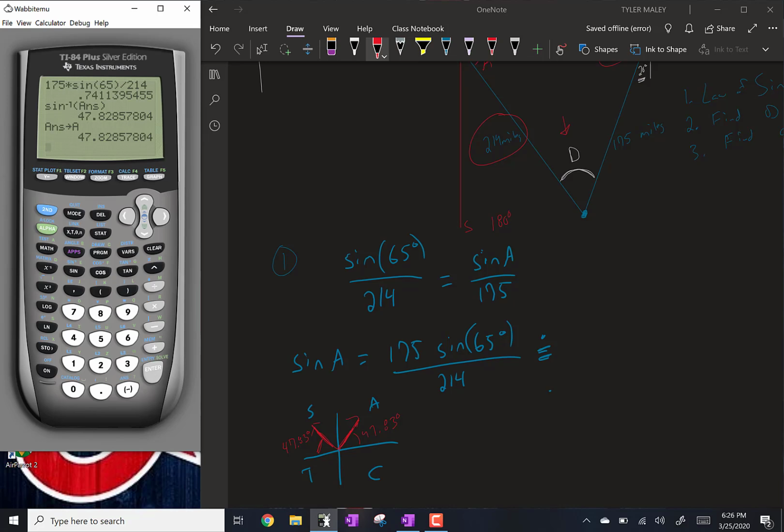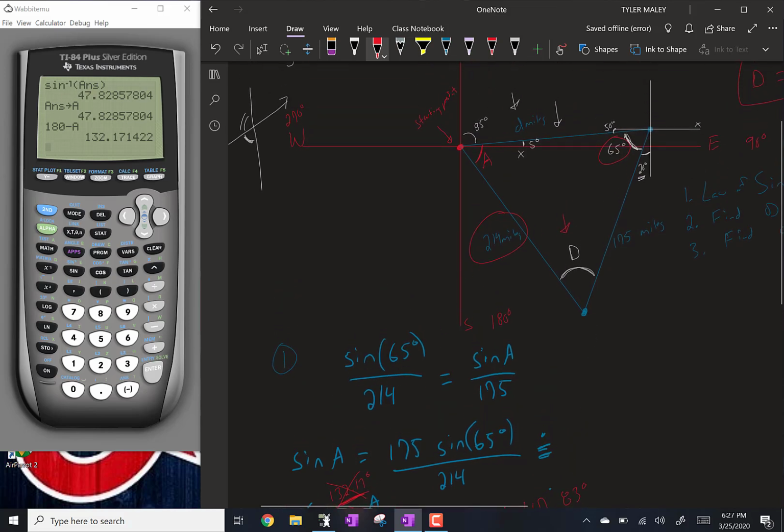If I take 180 minus A, then this angle here would be 132.17 degrees, right? But we know one of the triangle measurements is 65, so this angle is not possible for the triangle, because if I take 132 plus 65, I get bigger than 180. That's not possible in a triangle. So the only possibility for A is approximately 47.83 degrees.